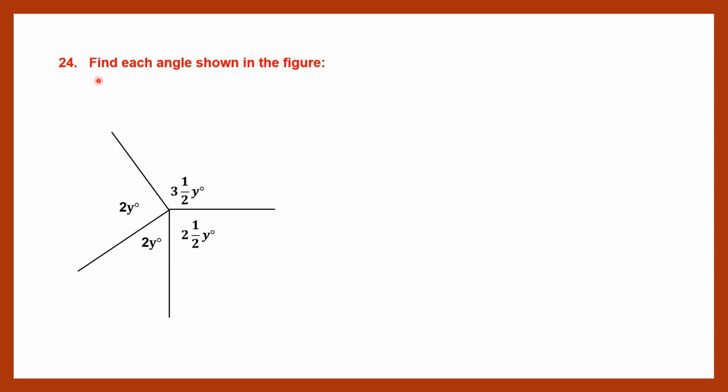Question 24. Find each angle shown in the figure. That means each of these angles we need to find. Okay, and the values are given here. Now that means they all have a y degree which we need to find. That is unknown. Now which property can you apply here? Here also, as you can see, there are many angles around one point. So we can use the property sum of angles around a point equals 360 degrees. So we have to add up all these angles.